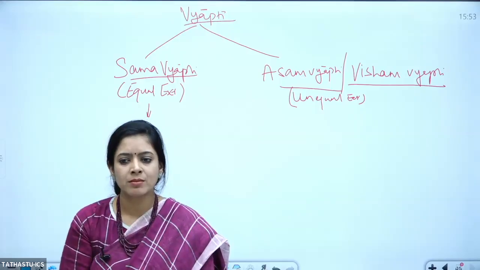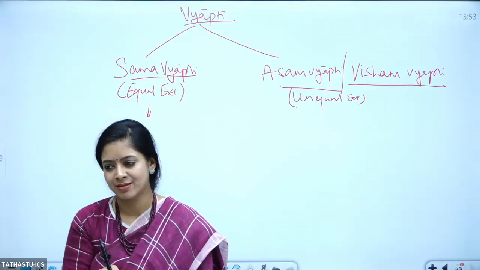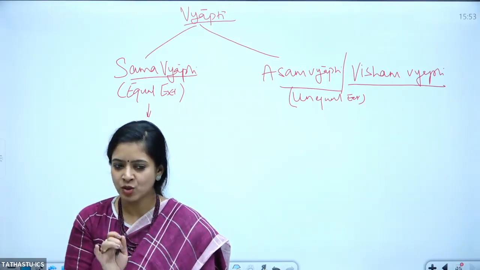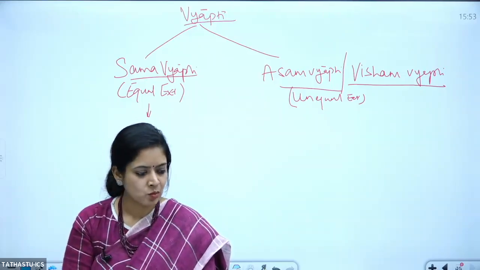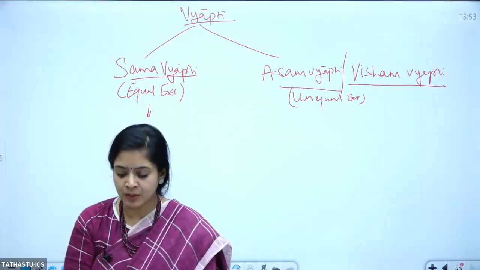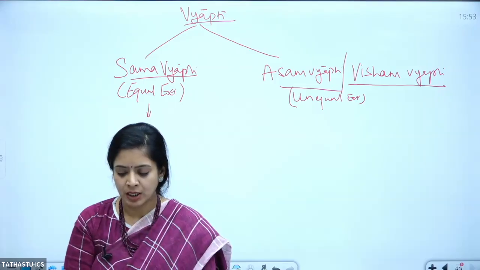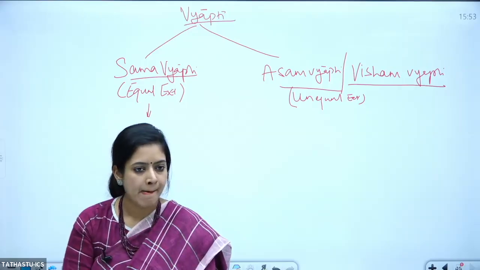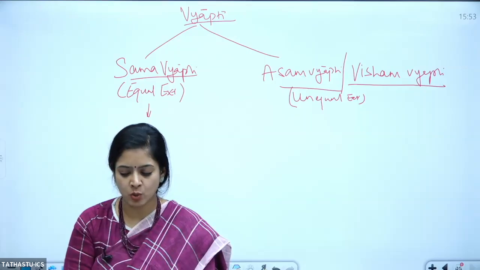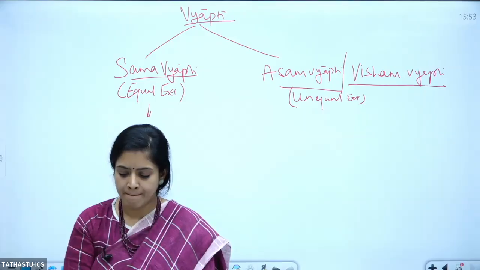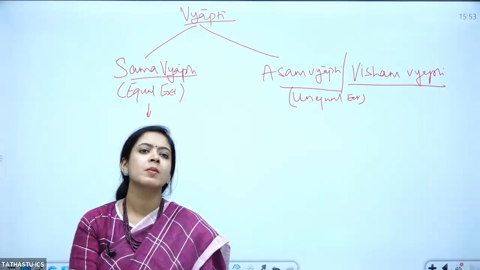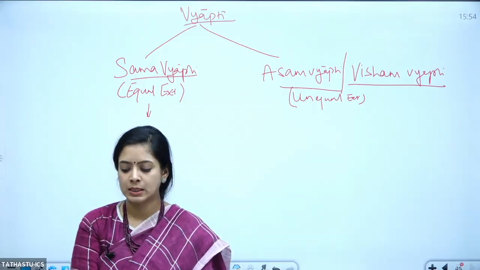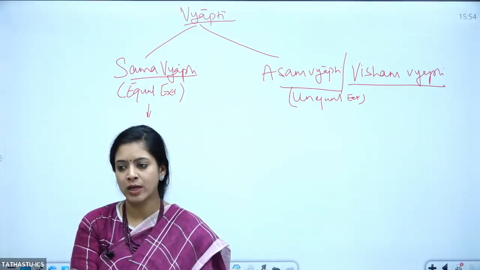Example, smoke and fire. Nothing changes, those very examples. While there can be vyapti when smoke is hetu and fire is sadhya, no vyapti can be formed when fire is hetu and smoke is sadhya.